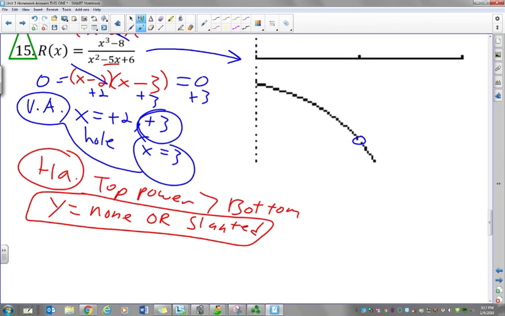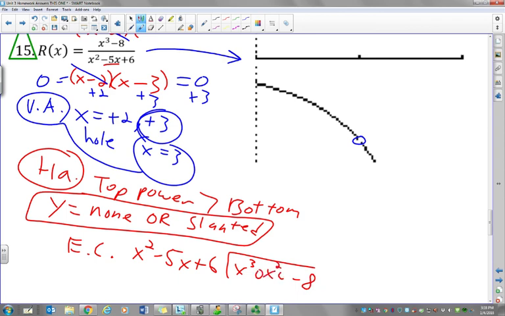If you want to get extra credit on these slanted ones, you could actually find the equation. So you have to do x squared minus 5x plus 6 into x cubed minus 8. Don't forget the placeholders. That's 0x squared and 0x to the first power. And so x squared goes into x cubed, x times, good. And so then that'll be x cubed minus 5x squared plus 6x.